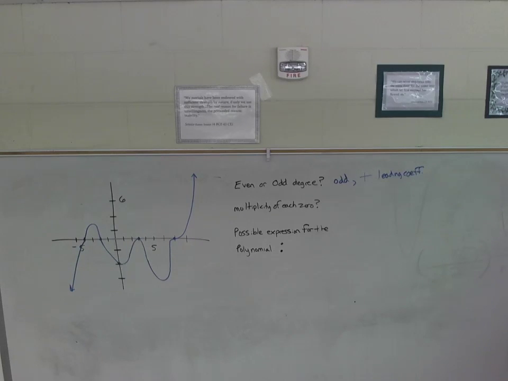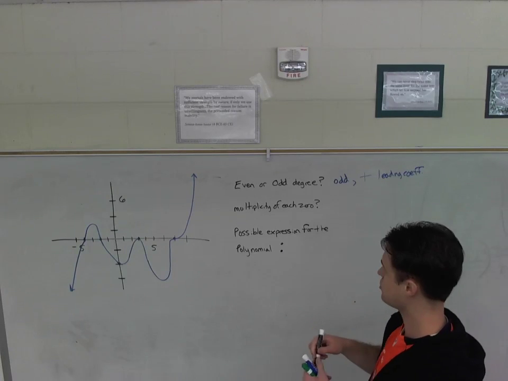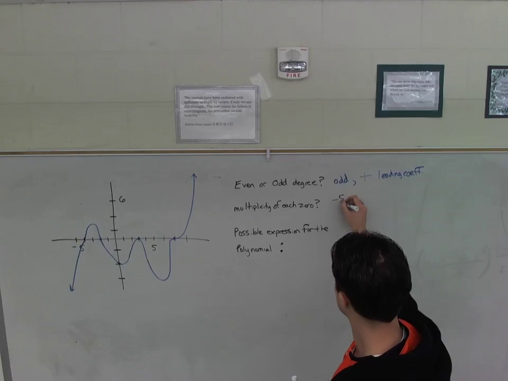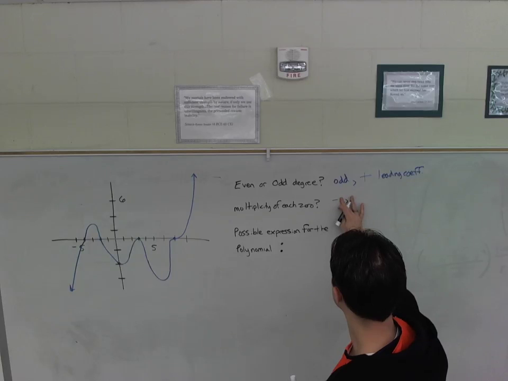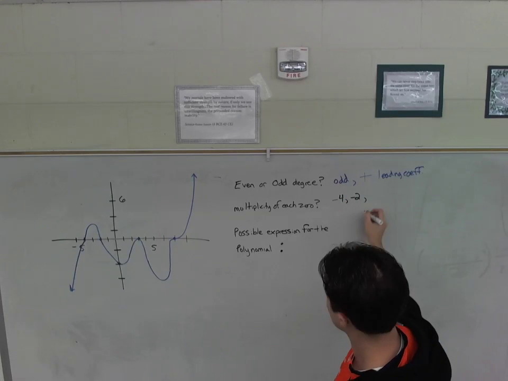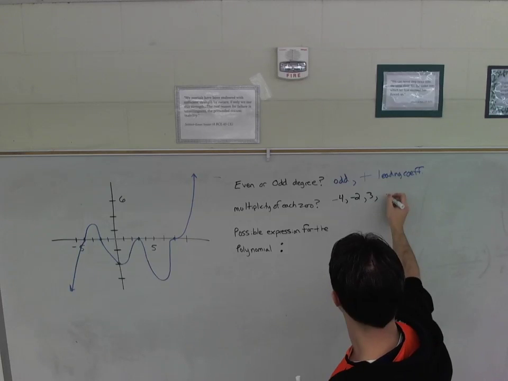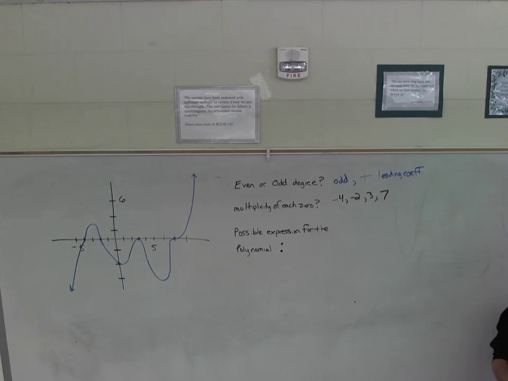Multiplicities for each zero, what's that word mean? Means how many times each zero shows up? Yeah, how many times it shows up. So we have to say each zero first. So what are our zeros? Like -4, -2, 3. -4? Oh, it is -4. -2, 3, 7. 7. And then 3 again, because there's 2.